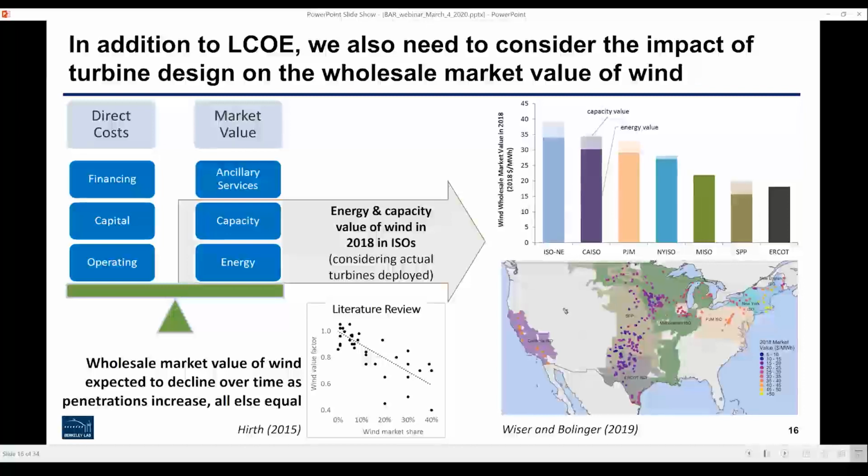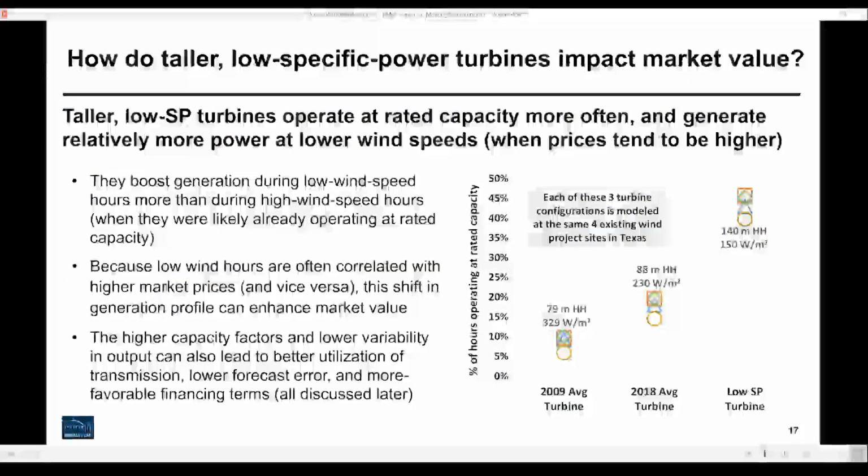Below that regional bar graph, we can see a map of all the existing wind projects in 2018, and we've estimated the value, energy and capacity value of each of those projects. And we can see the same regional variation, but also in some cases, variation within a region. For example, we can see in New England, lower prices up north and higher prices near the major population centers. Or sorry, higher values near the major population centers.